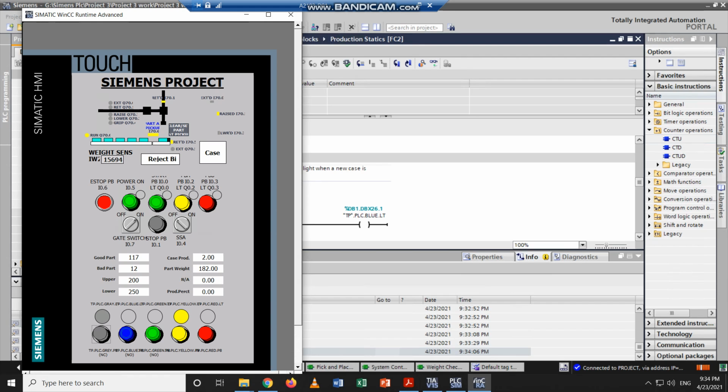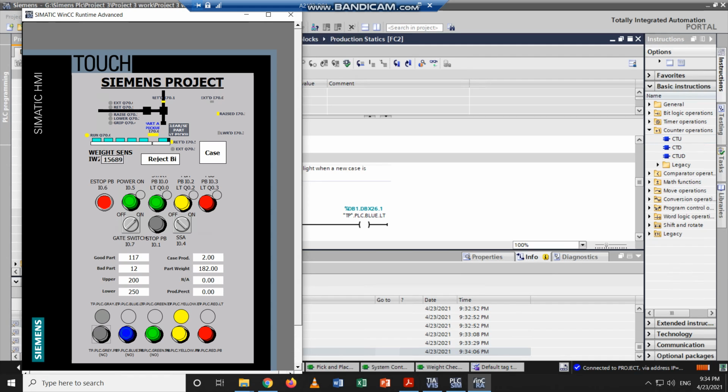This yellow indicator light will always come on when there's a fault in the system. The red indicator light will come on when a maintenance is required in the system or a device has run for a certain amount of time. The blue indicator light will come on to indicate that a new case has been produced.